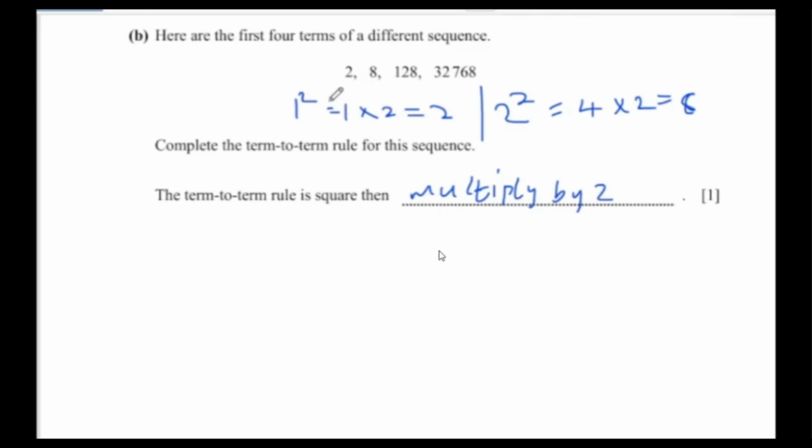The first term, n is equal to 1. When we square it, 1 squared is equal to 1, times 2 equals 2. If we take the second term, how did we obtain this 8? 2 squared is equal to 4, times 2 is 8. So basically, the rule is squaring, then multiplying your result by 2.